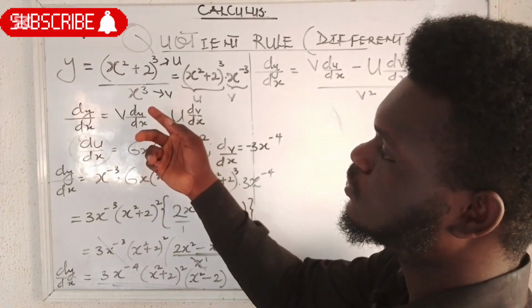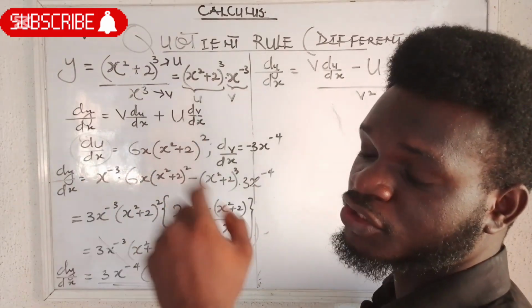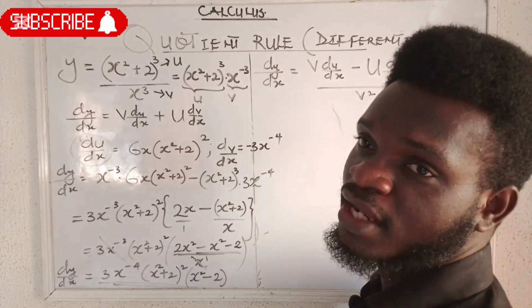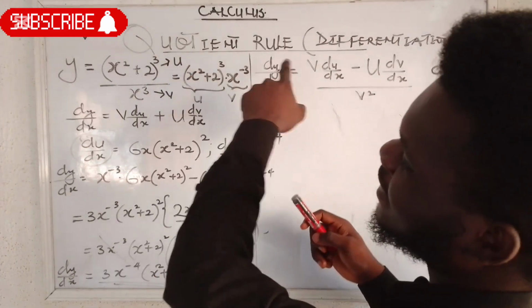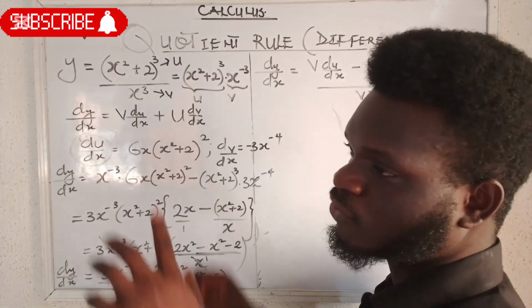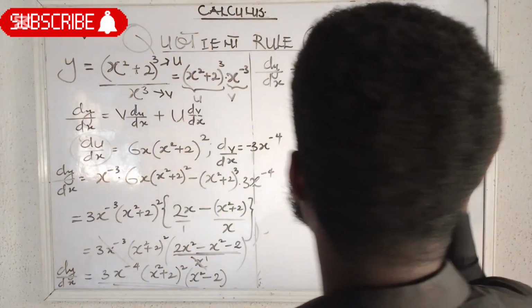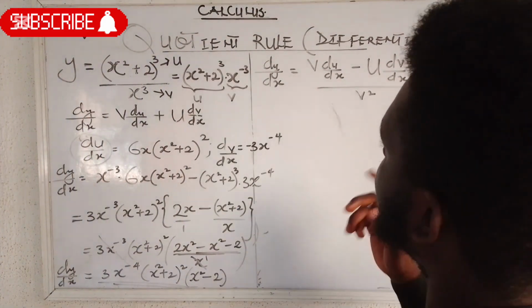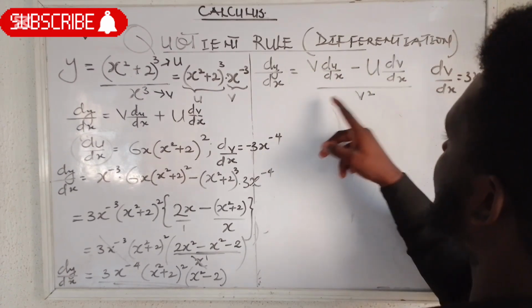When you get there, you look for the playlist on calculus, because I have other playlists on trigonometry, on geometry and all that. Under calculus particularly, you look for where I talked about techniques in differentiation. Study that and understand what to do, so you know how we came about this. Once you've noted that, the next thing to do is to plug in the values: v du dx minus u dv dx, then all divided by v squared.